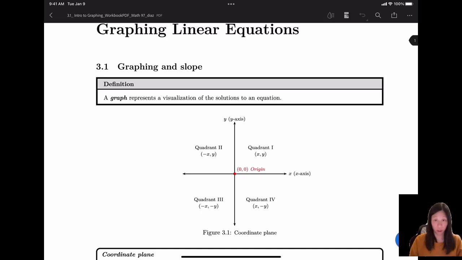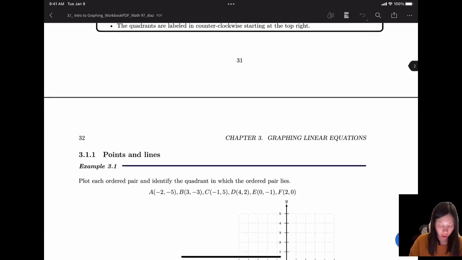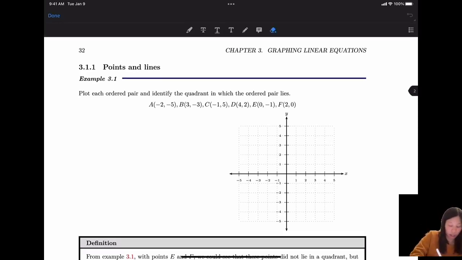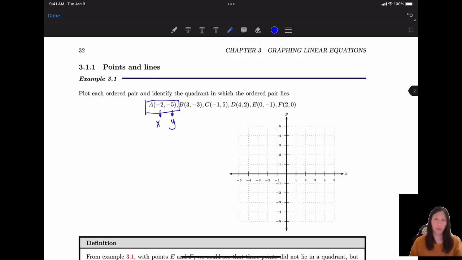In figure 3.1, this is a coordinate plane. On our upper right is quadrant 1, and then we go counterclockwise, quadrant 2, down is quadrant 3 and quadrant 4. So in here, plot each ordered pair and identify the quadrant in which the ordered pair lies. This is called an ordered pair. We will have an x coordinate and a y coordinate. When we label it, x is our horizontal axis, y is the y-axis.